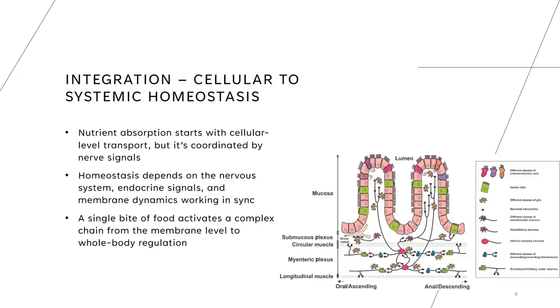Next point is integration, specifically cellular to system homeostasis. Nutrient absorption starts with cellular level transport but is coordinated by nerve signals. Homeostasis depends on the nervous system, endocrine signals, and membrane dynamics working in sync. A single bite of food activates a complex chain from the membrane level to whole body regulation.